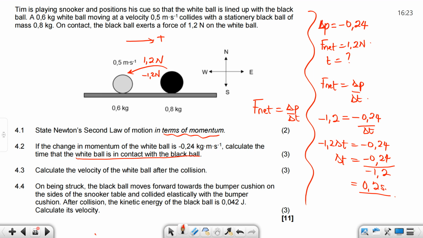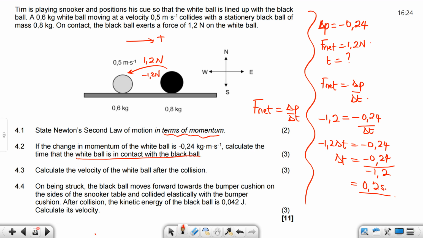All right, number 4.4. On being struck, the ball moves forward towards the bumper cushion on the side of the snooker table and collides elastically. We did elastic collisions last week, where we had to do a question simultaneously, right? What is an elastic collision quickly? It's a collision where both momentum and kinetic energy are conserved. Please avoid saying just kinetic energy is conserved. No. Both momentum and kinetic energy are conserved.